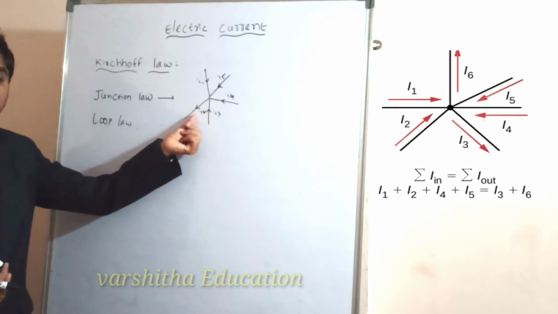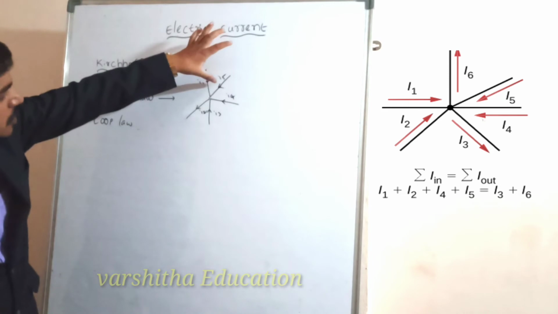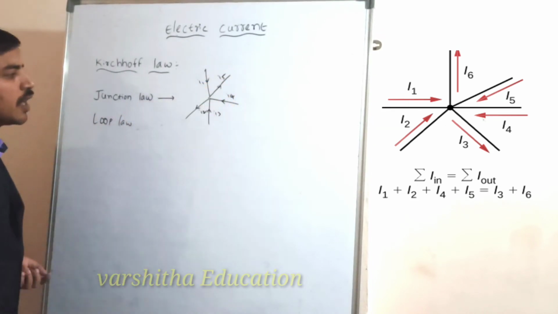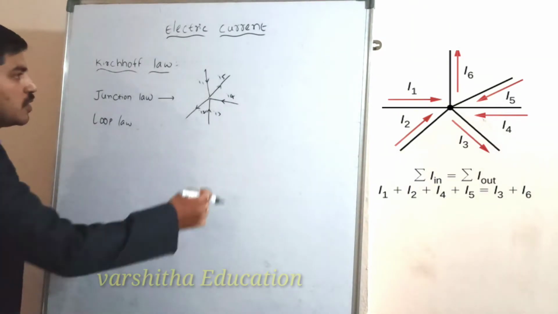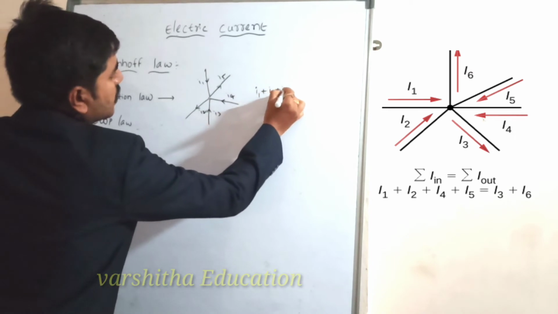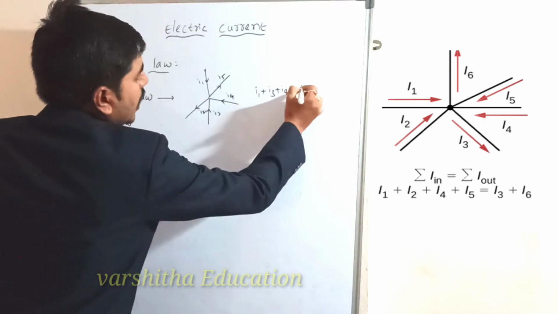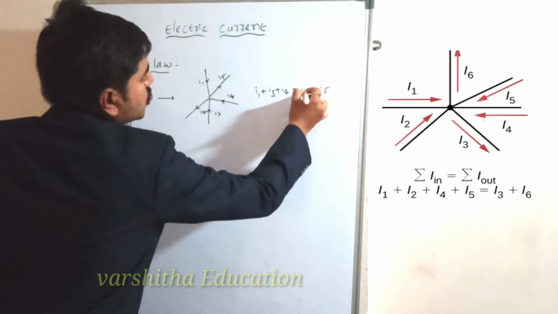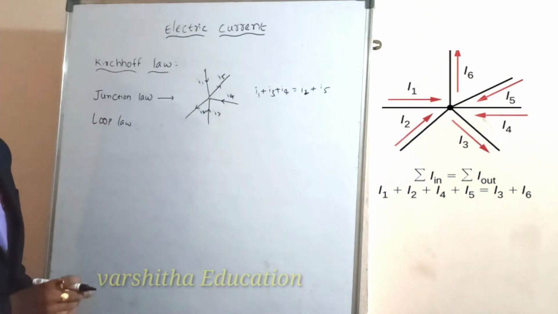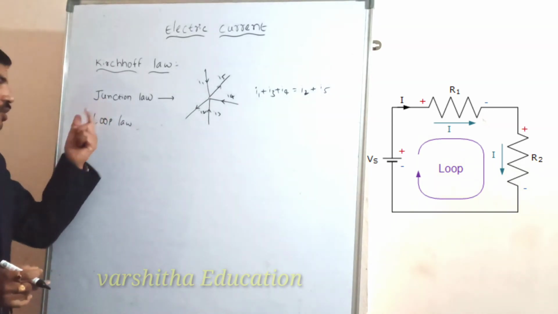I2 is going away from the point, and one more is also there: I5 is also moving away from the center point. So I1 plus I3 plus I4 is equal to the sum of the output currents, I2 plus I5. Two currents move away from the center point. The sum of the input currents equals the sum of the output currents; this is the junction law.